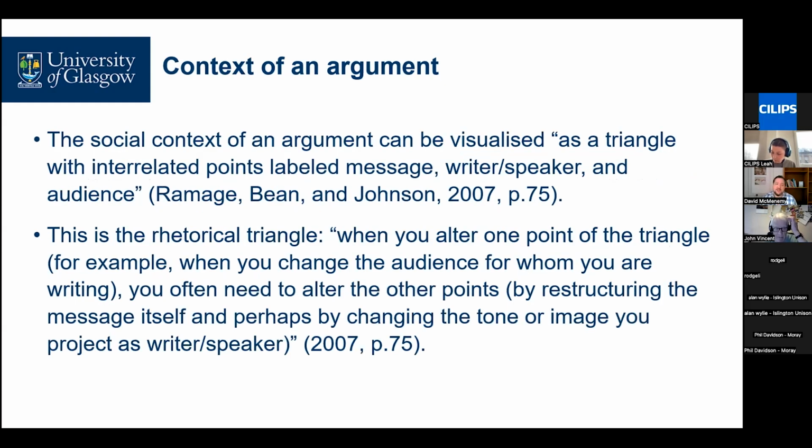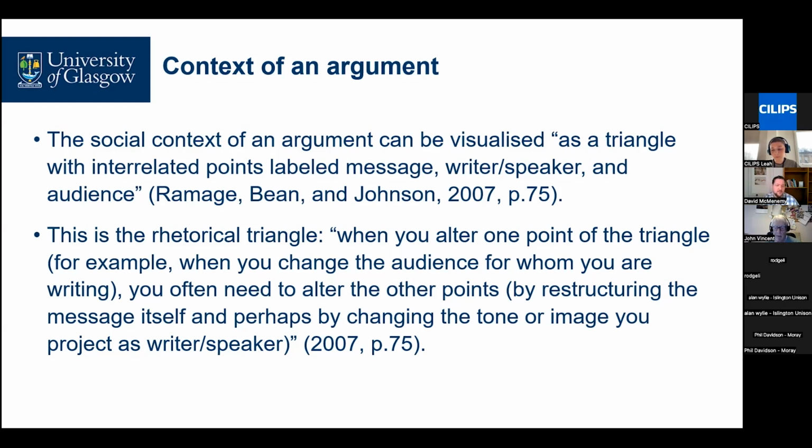And what's important here is the context of an argument. So the social context of an argument can be visualized as a triangle with interrelated points labeled message, writer-speaker, and audience. And I utilize within these materials the book by Ramage, Bean and Johnson, which is about writing arguments using rhetoric techniques. And they call that the rhetorical triangle. They say when you alter one point of the triangle, for example, when you change the audience for whom you're writing, you often need to alter the other points by restructuring the message itself, and perhaps by changing the tone or image you project as writer-speaker.